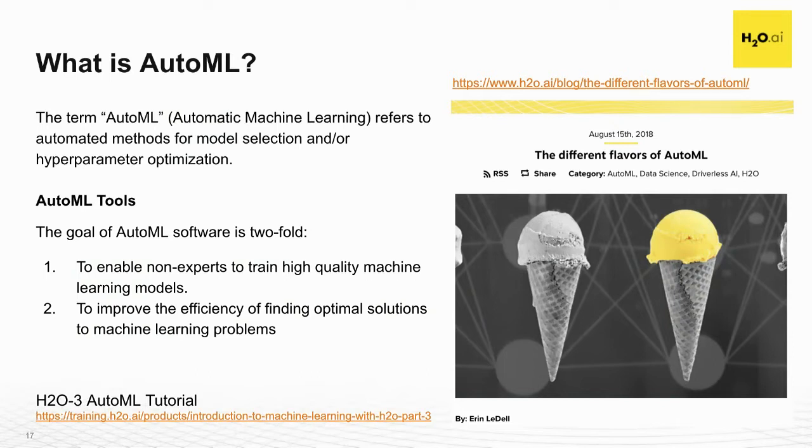And she looked at it as it can really do two things. Well, one is enable non-experts to train high-quality machine learning models. And by the way, AutoML is for the novice and also for the expert, and to help improve the efficiency of finding the optimal model. Right? So even an expert, you want to make them more efficient in how they can get to that point where they can find that optimal model. And so if you want to learn more about H2O-3 AutoML, I shared here the link to a tutorial about learning more about H2O-3 AutoML and the link to Erin LeDell's blog.